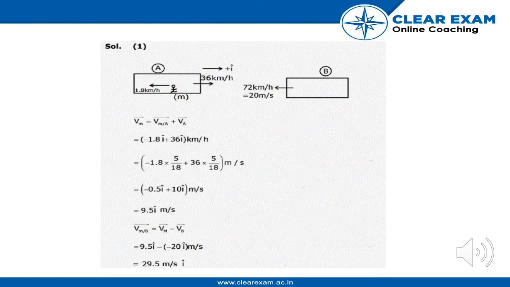So we have minus 1.8 i cap plus 36 i cap kilometer per hour, and minus 1.8 into 5 by 18 plus 36 into 5 by 18 in meter per second unit. That gives us minus 0.5 i cap plus 10 i cap meter per second, which is equal to 9.5 i cap meter per second. Now we have 9.5 i cap minus 20 i cap meter per second, that is equal to 29.5 meter per second i cap.